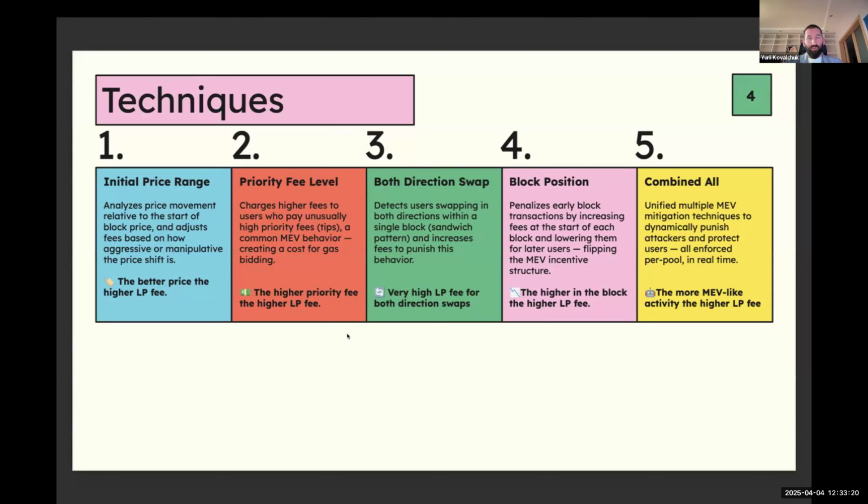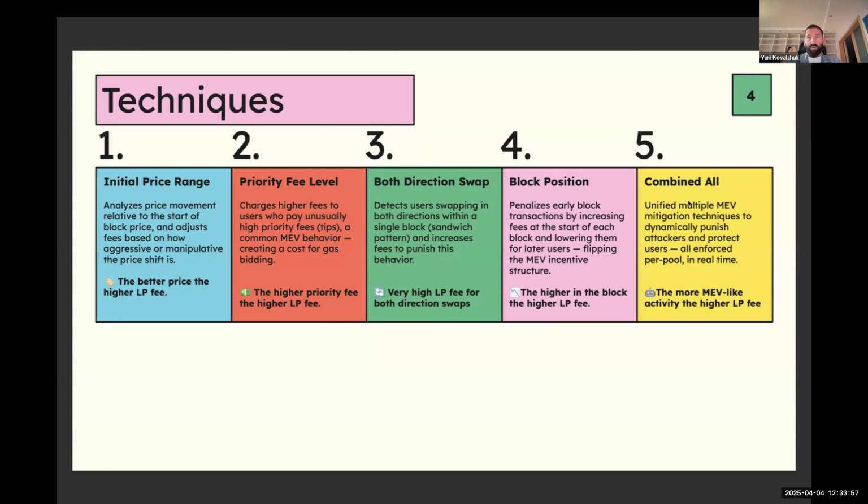The higher the priority fee, the higher the LP fee. Usually MEV bots increase priority fee in order to be on top of the block or execute in a proper order. Also, the both-direction swap hook identifies both-direction swaps, usually front run and back run in a sandwich transaction, and increases the fee for the back running transaction. And the fourth technique is block position. The higher you are in the block, the higher the fee. Usually MEV bots put their transactions on the top of the block.